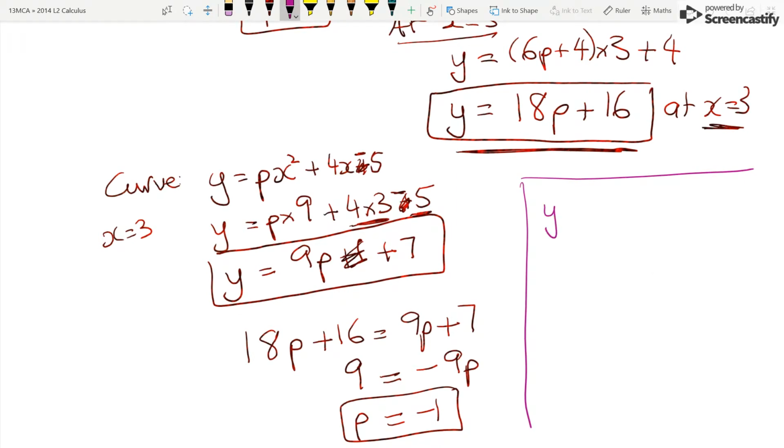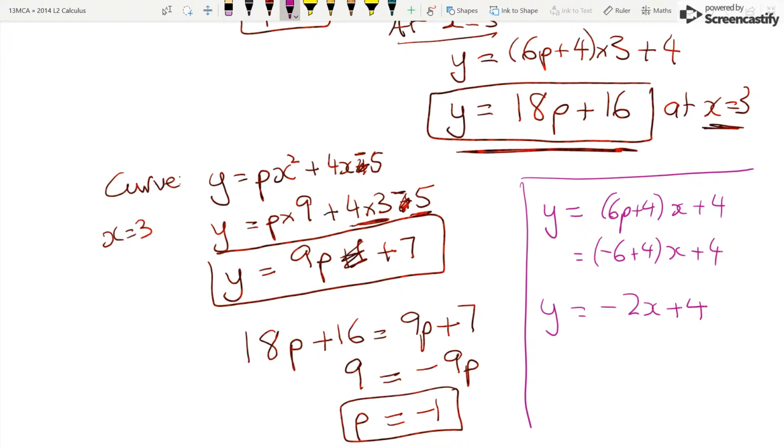And we get y is equal to, so I'll write it out again, (6p plus 4) x plus 4. So that equals (negative 6 plus 4) x plus 4. So y is equal to negative 2x plus 4. Now, don't go away because I've done this in GeoGebra to show you what's going on, so that it helps you with hopefully other questions a little bit like this one.